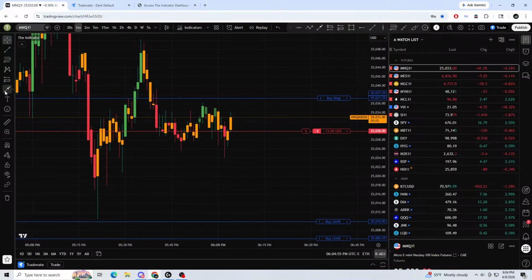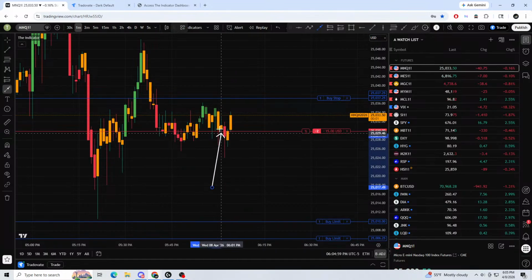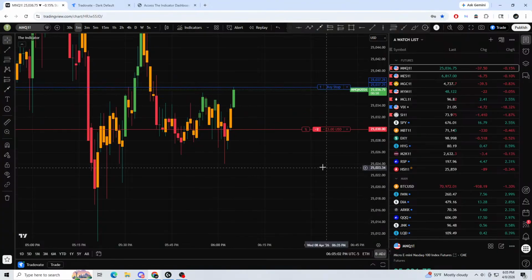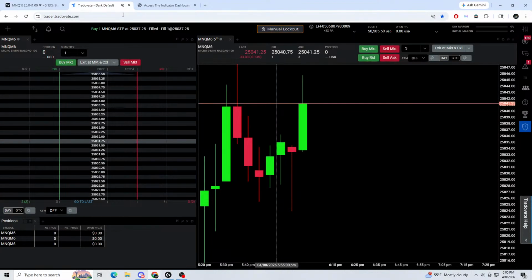Okay, again, bearish momentum with no follow through, just consolidation. And it's going to tag me out. There it goes.